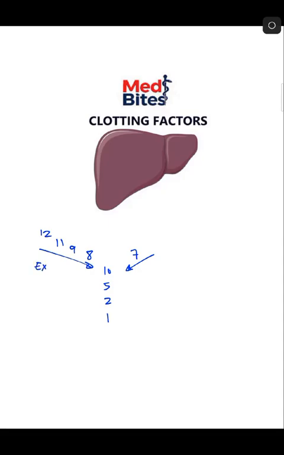This is the extrinsic pathway. This is the intrinsic pathway. Remember that the extrinsic pathway has the greater number of factors, hence it will have the lab value that has more letters, so PTT. Intrinsic has the least, so it will have just PT.